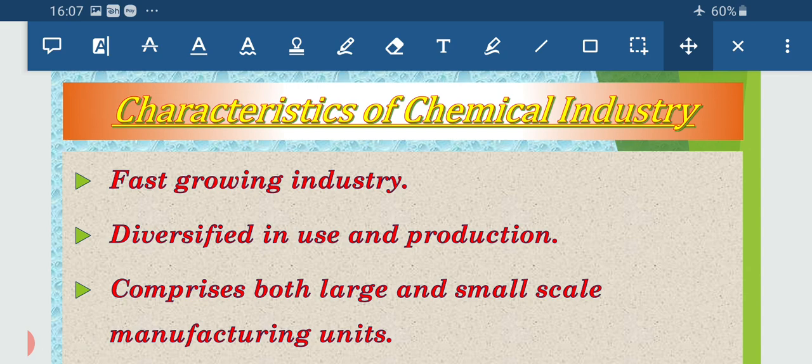Number two, diversified in use and production. Diversified in use means the products produced from the chemical industry are widely used not only in our country, even throughout the world. The use of chemical industry products is quite wide, and production is also diversified. As I said, there is a huge variety of one product only, like just taking an example of washing detergents. There are so many varieties, so the production is also diversified as well as the use.